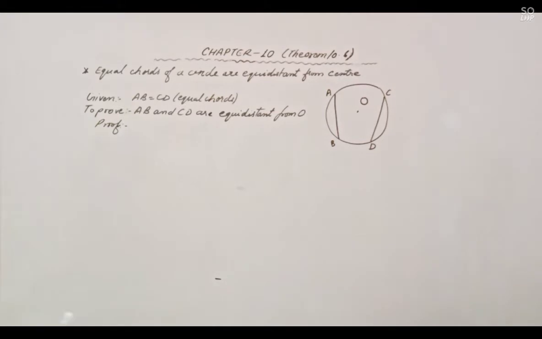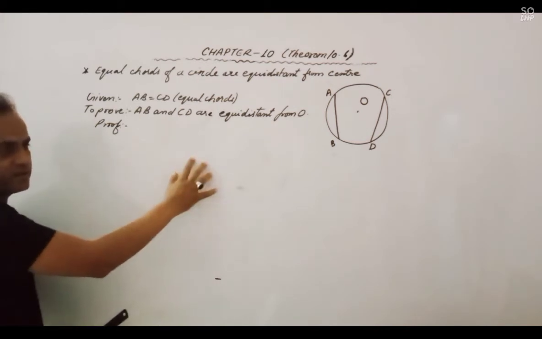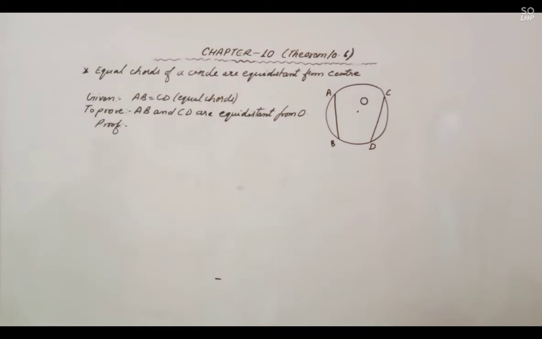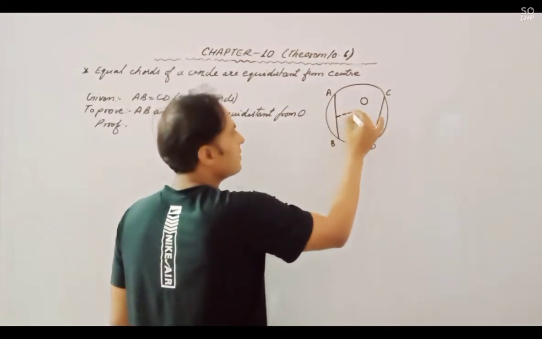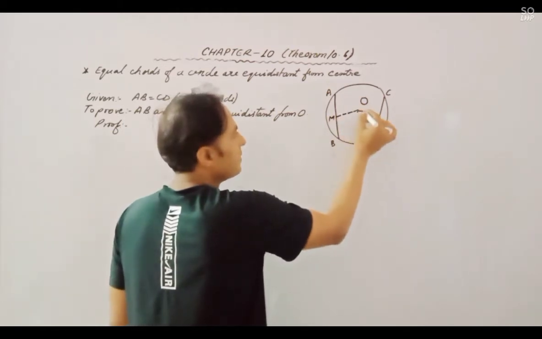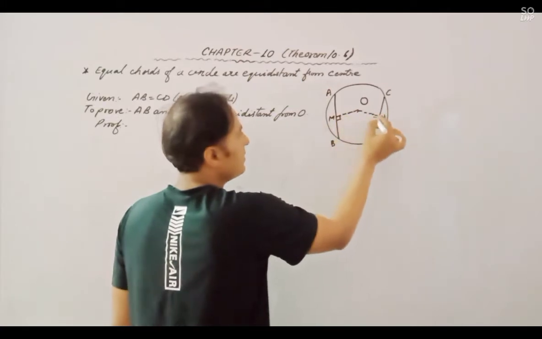Alright, so we'll begin the proof. As I don't have a lot of space, I'll be speaking a few sentences, and I want you to write those sentences as I do it on the board. So first of all, from center O, draw perpendicular OM on AB and perpendicular ON on CD. You can mark the perpendiculars.